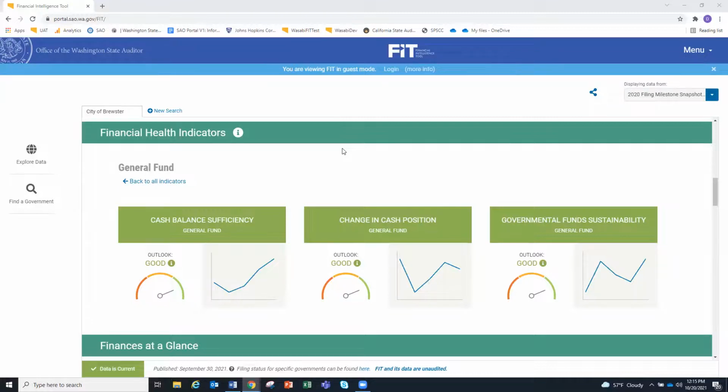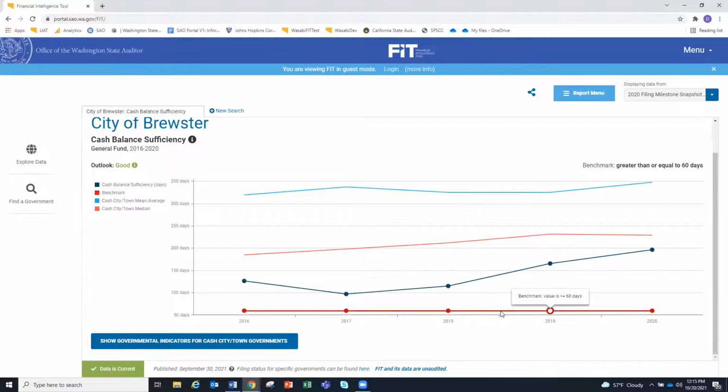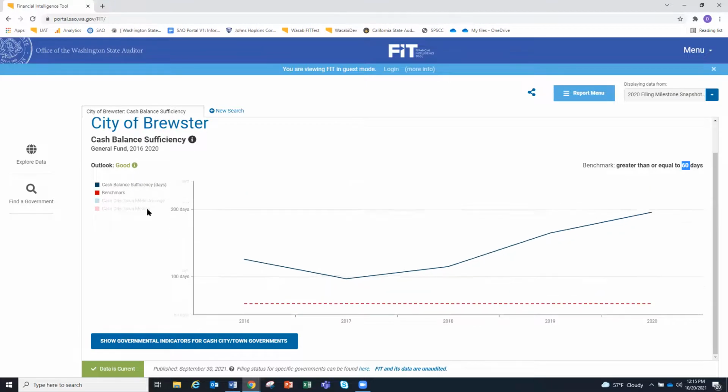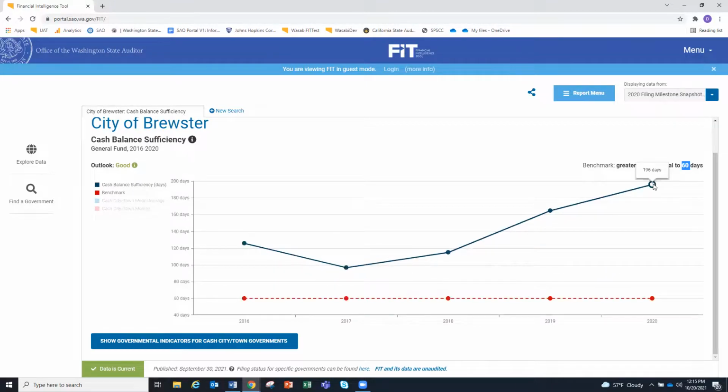And so hopefully you've got your data pulled up, your FIT profile, or if you're an agency, you've picked a government that you're interested in or where you live. And what we want to do is, again, remember the cash balance efficiency, the benchmark is 60 days. Okay, so if I'm the City of Brewster, we know in 2020, they're at 196 days.